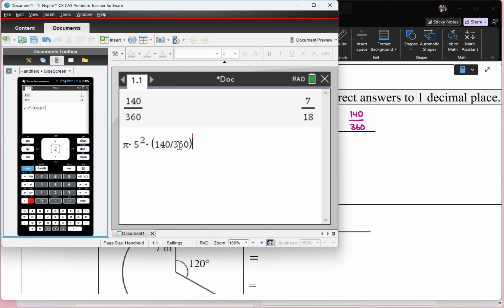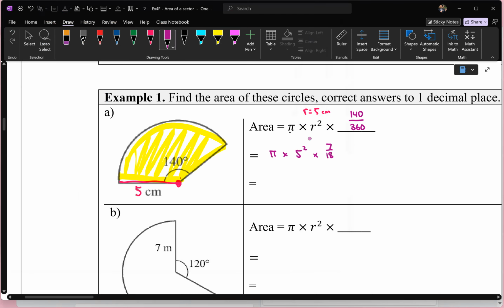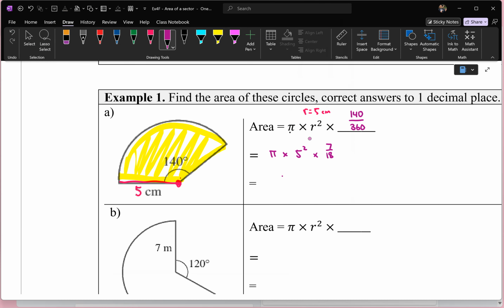So 140 divided by 360, and that's the portion that you want. And when you press enter, remember you're writing the full answer here, which is 30.5433. So I'm going to write here, it is 30.5433. Don't forget the units, it's squared centimeters.